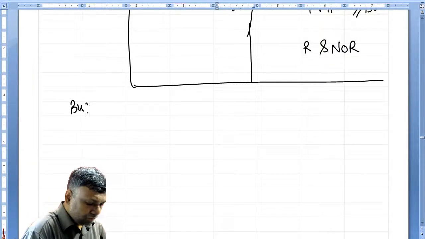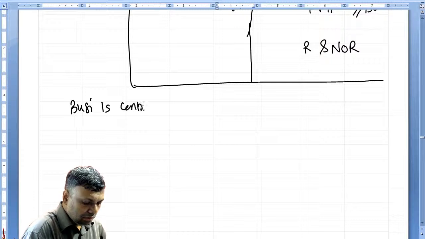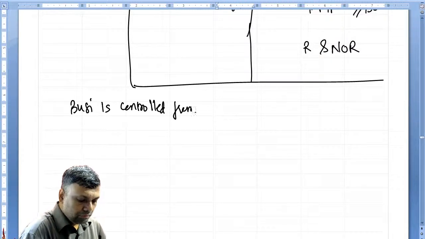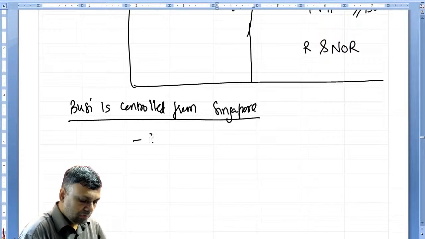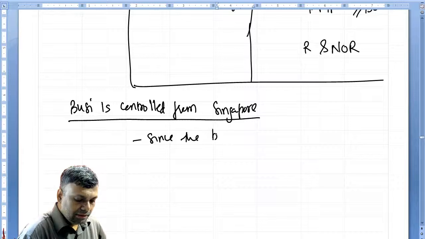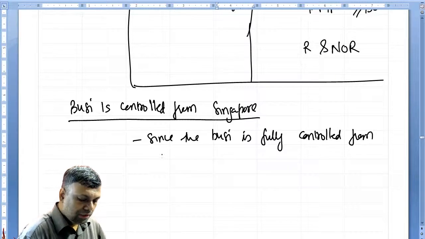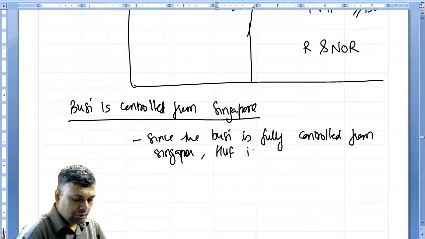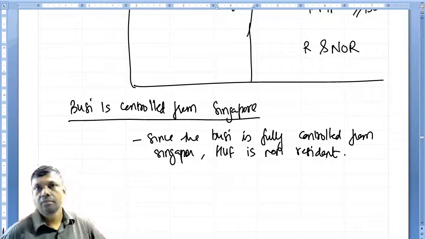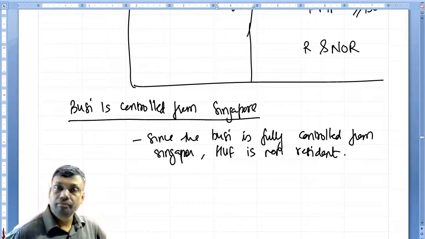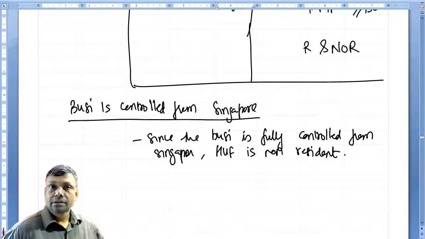Situation 1. Where the business is controlled from Singapore. Since the business is fully controlled from Singapore, HUF is non-resident. HUF is non-resident. That's the first conclusion.